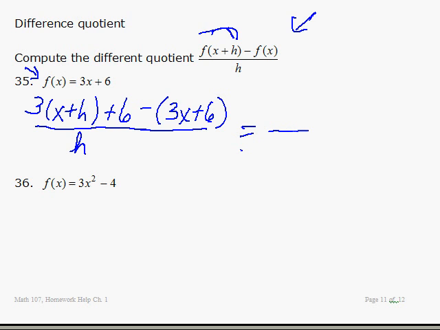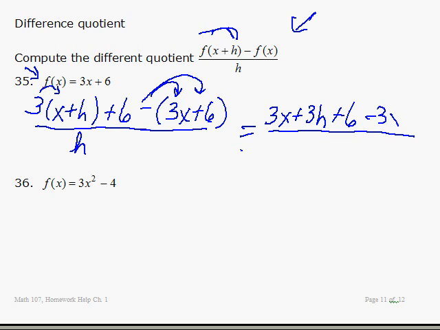The next step is just to work this out using algebra, which you know. You take the 3 and you distribute it through that parentheses. I get 3x, and I get 3h plus 6. Now, I'm subtracting, so the negative sign has to go to both terms, right? Giving me minus 3x minus 6. This is all divided by h.